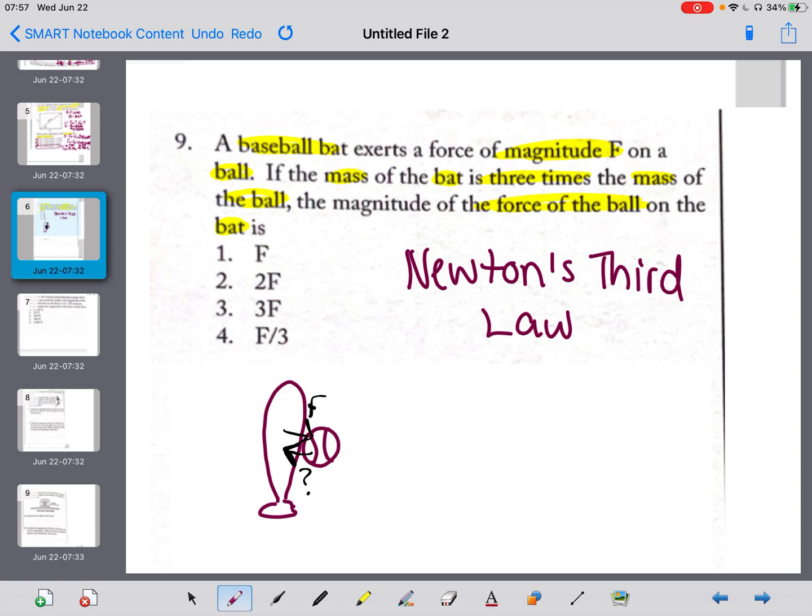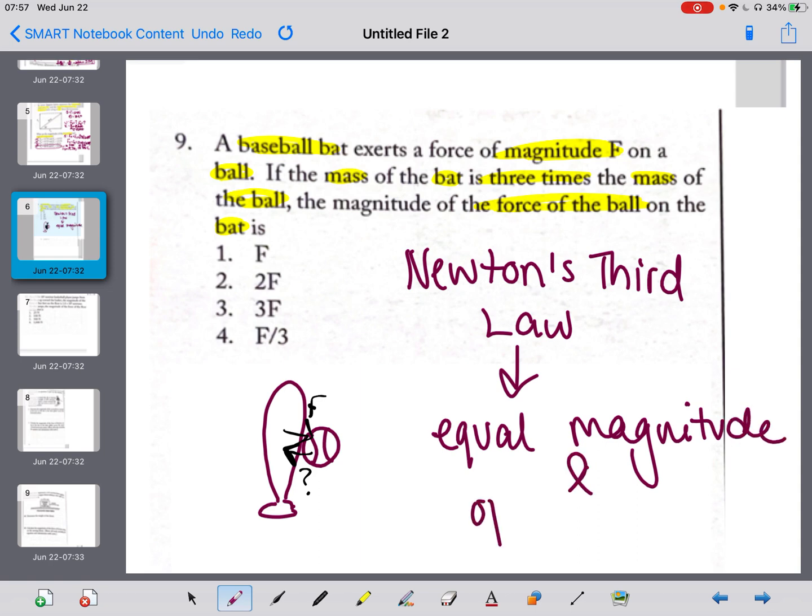And I kind of did that in class. I would constantly push against the wall, and then I would ask you, how much is the wall pushing back on me? And you'd always tell me it's the same because of Newton's third law. So remember, now I'm going to write it this way. Equal magnitude and opposite direction.